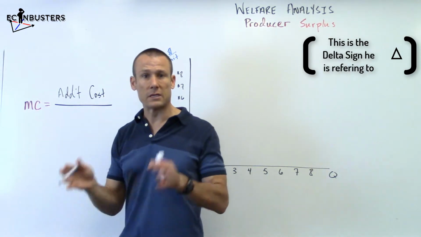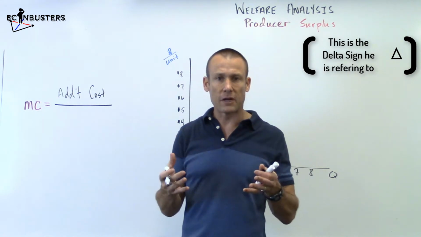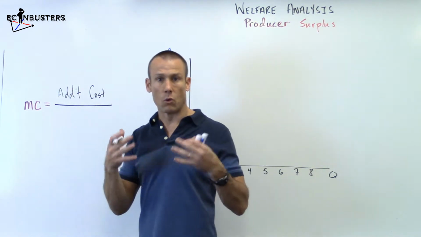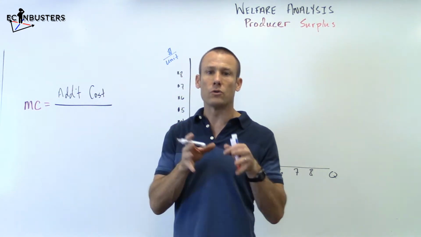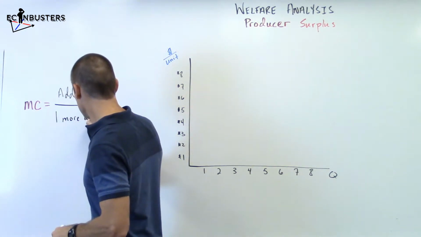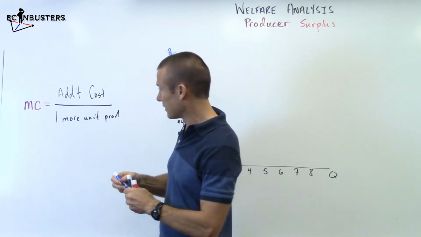Now, marginal means incremental change or one more, okay? You hear both of those, okay? Oftentimes in economics, we're going to be using the term one more. So marginal means one more. One more of what? One more unit produced, okay? So I'm going to write that down here. One more unit produced.